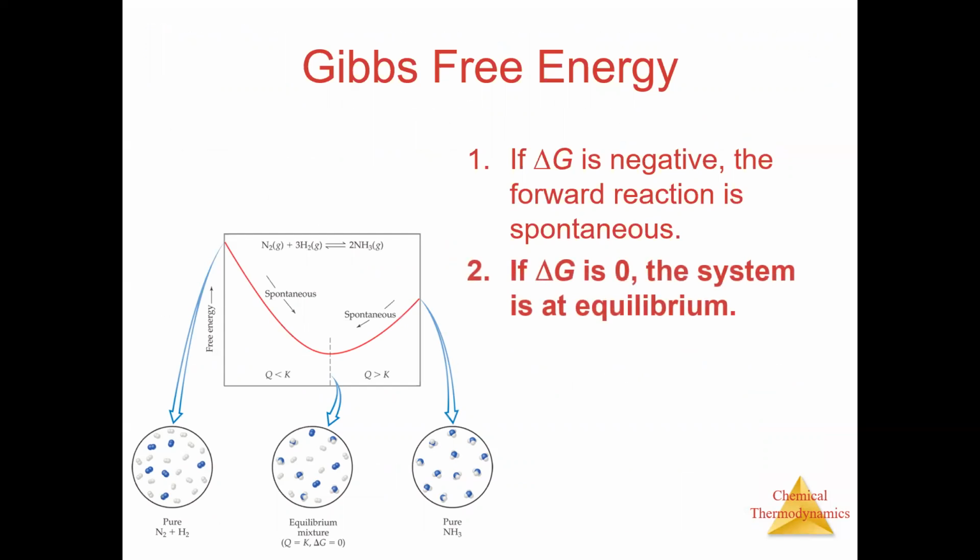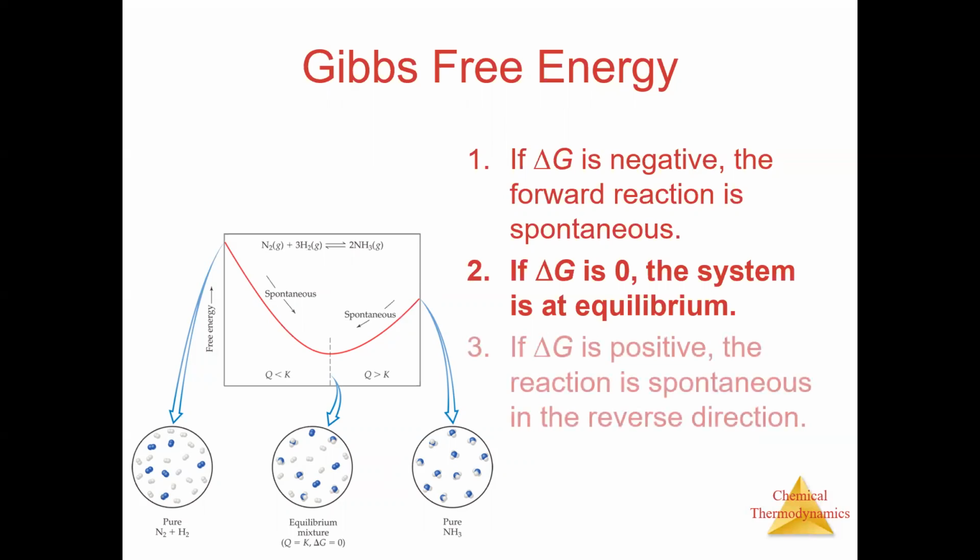If change in Gibbs free energy is negative, the forward reaction is spontaneous. If it is zero, it is attaining an equilibrium. If it is positive, the reaction is spontaneous in the reverse direction.